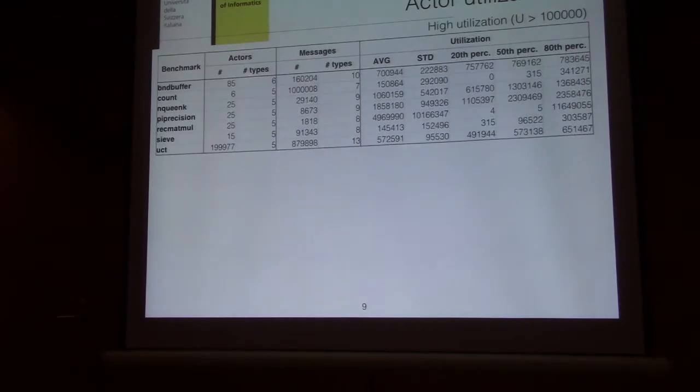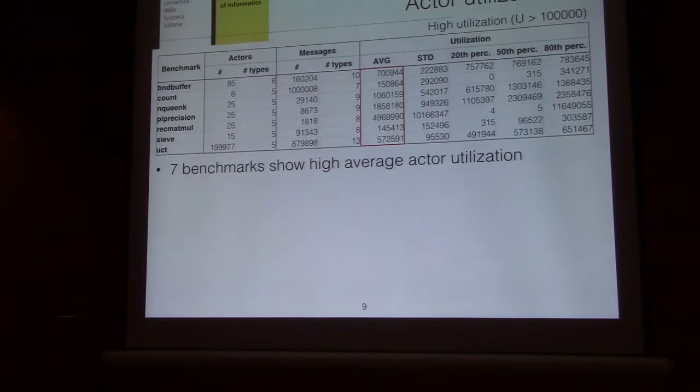On the other hand, when utilization is high, this means that some parallelization opportunities might be missed. High utilization means that, let's say, more actors could be spawned, and the work could be assigned also to newly created actors. For example, in Savina, we found that at least in 7 benchmarks, actors are highly utilized on average.